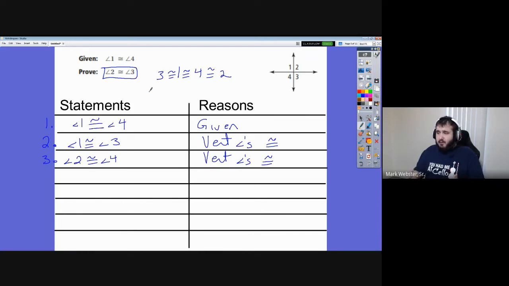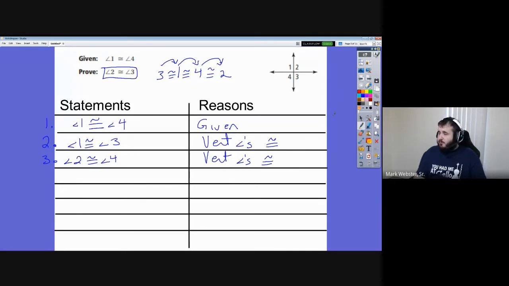Okay, so here's the thing. 3 and 2 are connected. I connected them, right? There's this chain, right? And I've got all these things together that tell me that this is true. So I'm good to link all these together. So now all I have to do with what I have is make connections.